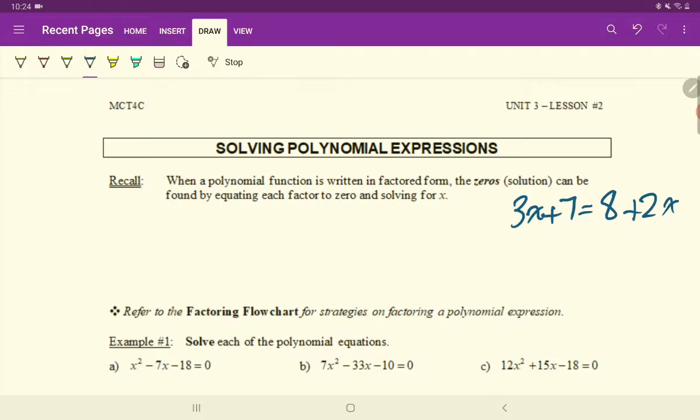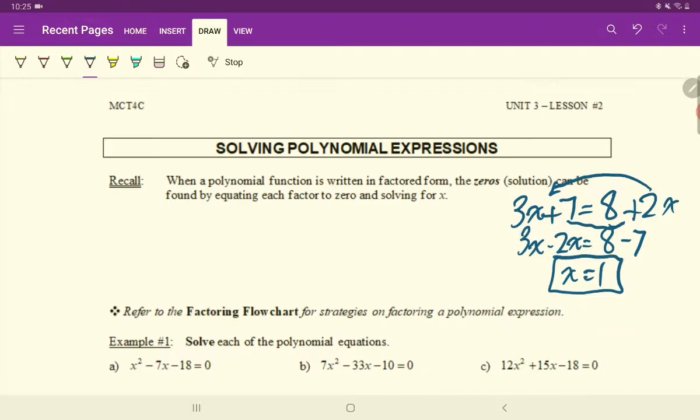Okay, so notice the highest degree here in this equation is 1. We know how to solve these types of equations. We know that we bring all of our x terms together on one side of the equal sign, all of our constants on the other side of the equal sign, and then solve for x. So for example, we would do 3x, bring our plus 2x over and subtract 2x, and then bring our plus 7 over and subtract 7. Okay, so we'd end up with, say, something like x equals 1. So that we should certainly be familiar with.